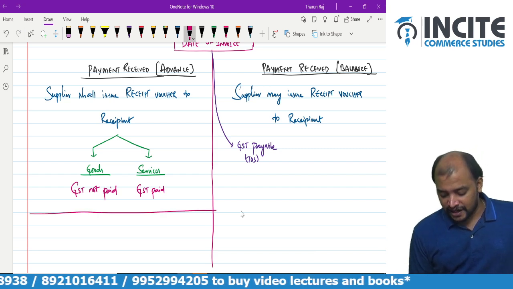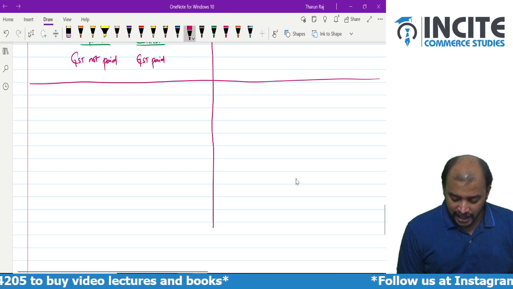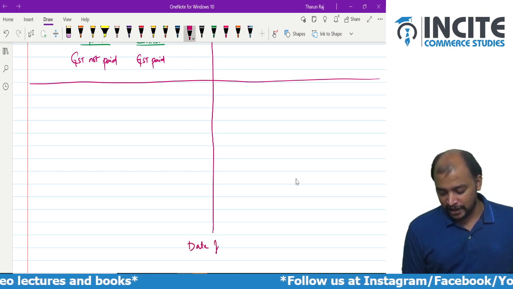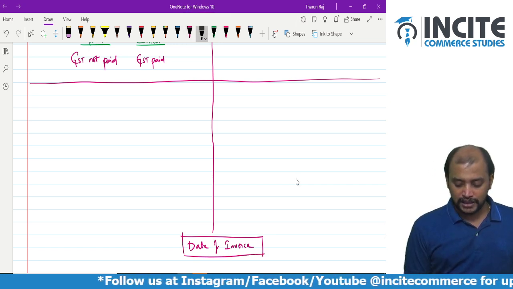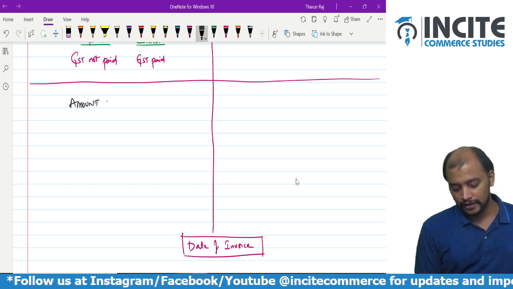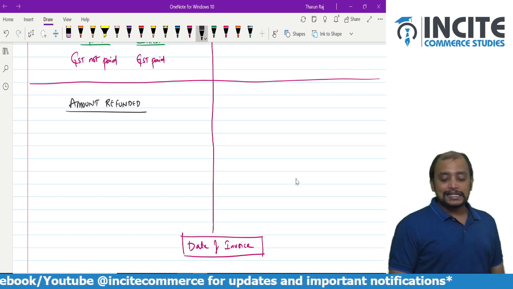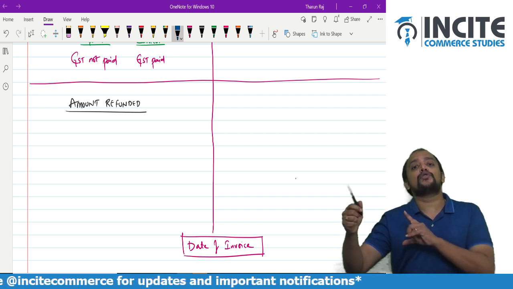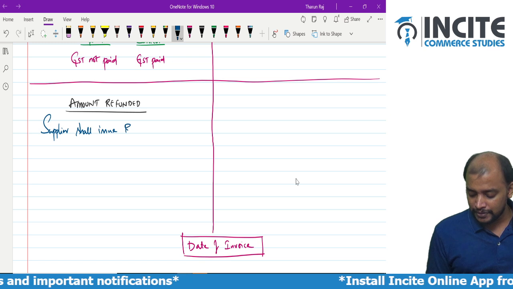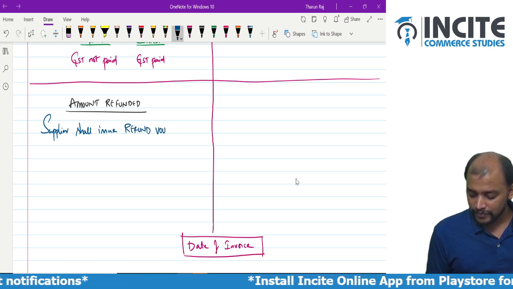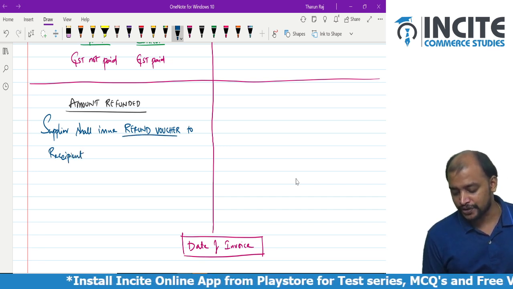If the amount is refunded, what will happen? Suppose the payment is received before the date of invoice, and the amount collected is refunded. What will happen before the date of invoice if the amount is refunded? Supplier shall issue refund voucher to recipient. Okay, refund voucher to recipient.